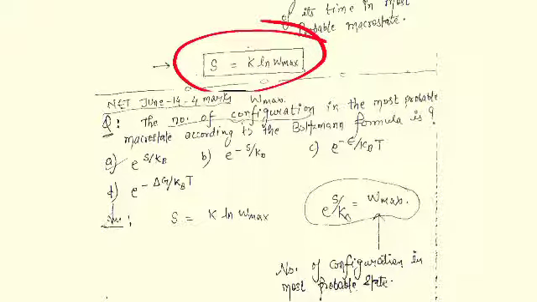The question says we have to find the number of microstates. On taking this formula and solving, W max equals e to the power S upon kB. This is the number of configurations in the most probable state. Alright, so what are the options given? e to the power S upon kB, e to the power minus S upon kB.